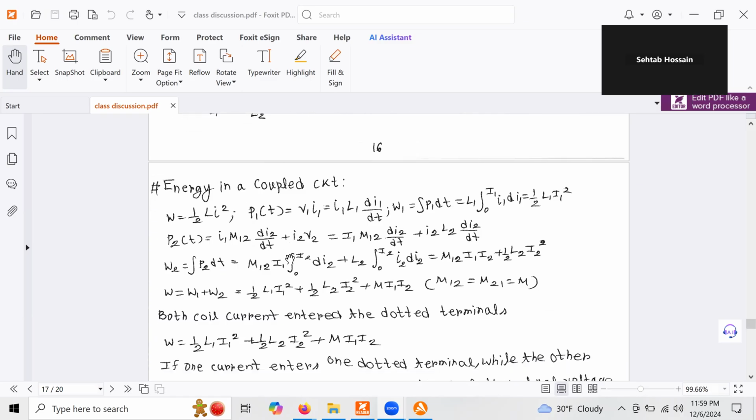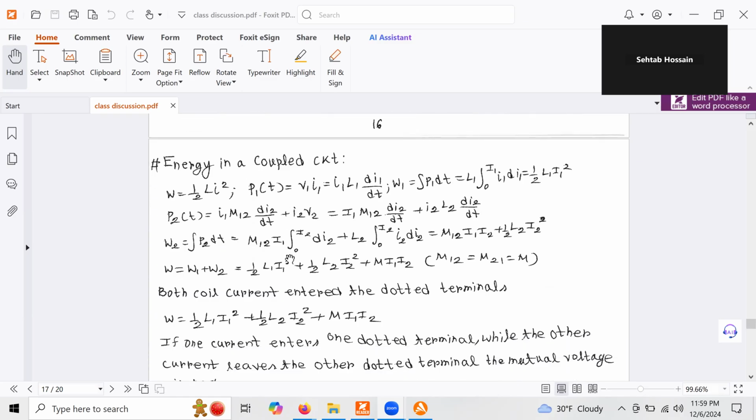So what will be the energy in a coupled circuit? We can write energy equal to half L i squared, and for the power we can apply the P equals VI formula. Then we can elaborate this formula over here with self-inductance and mutual inductance. And for I1, if we consider mutual inductance, then the current will be I2. And for I2, if we consider mutual inductance, the current will be I1.